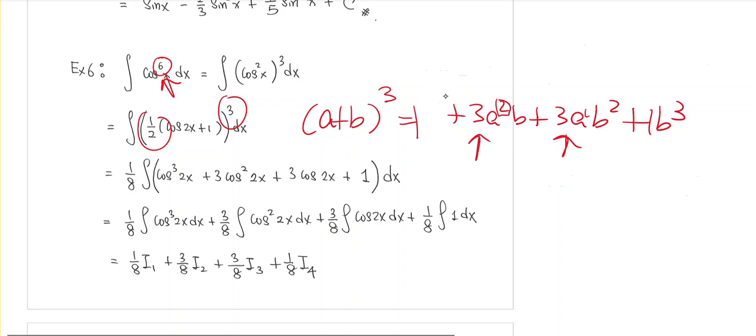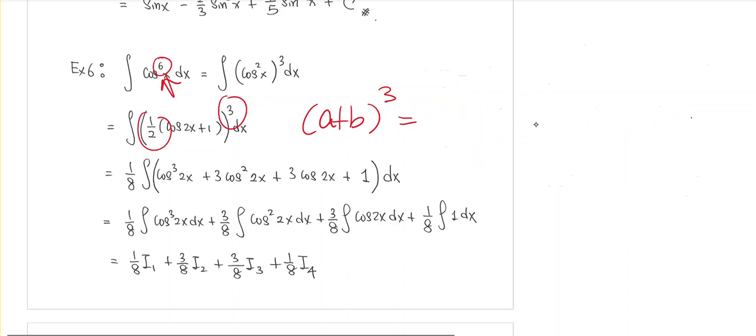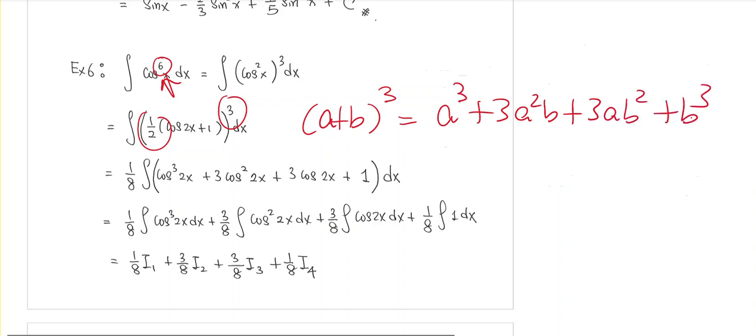the b gets increased from power 0 to power 1 to power 2 to power 3. So this is the so-called binomial formulas. So you will have a cubed plus 3a squared b plus 3ab squared plus b cubed. So you can just simply expand all this out, and this is kind of like a mess.